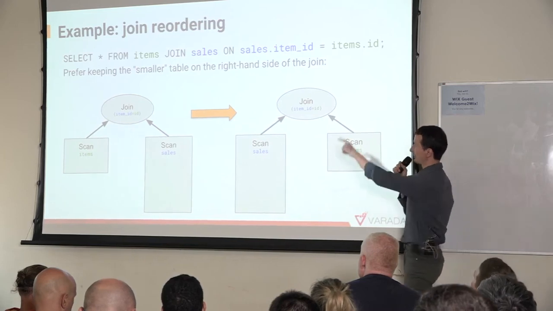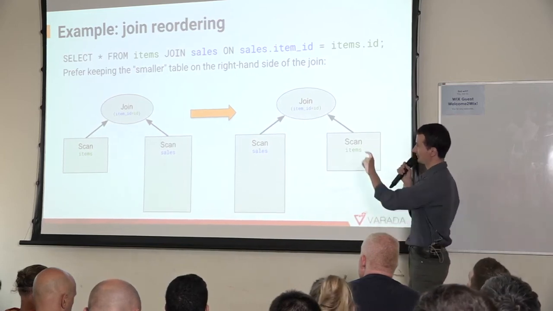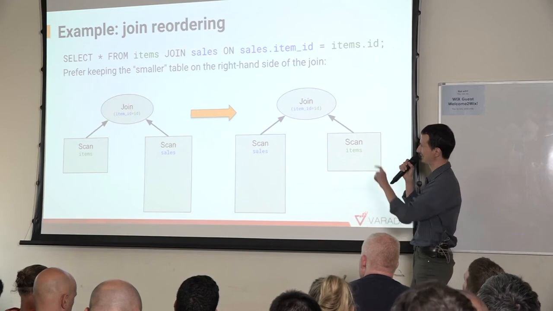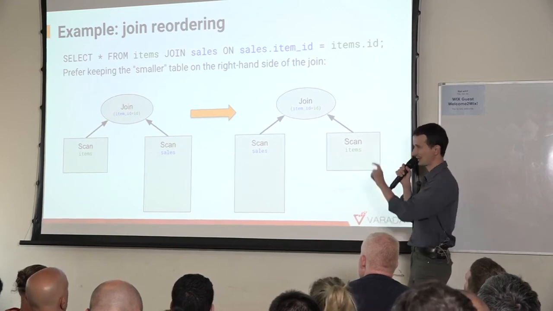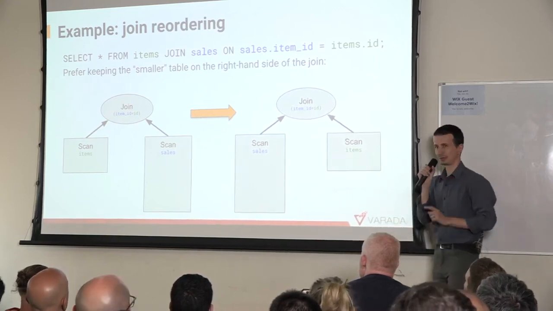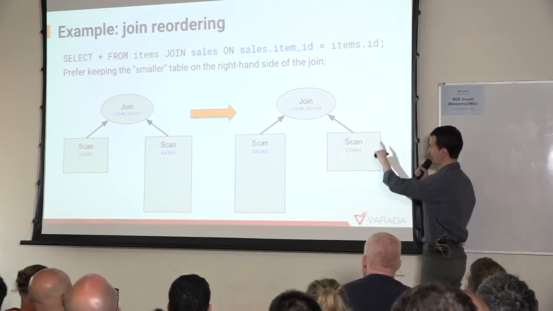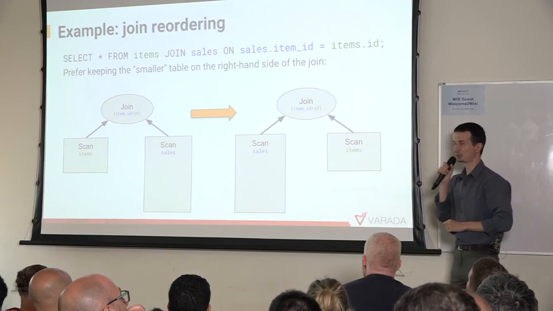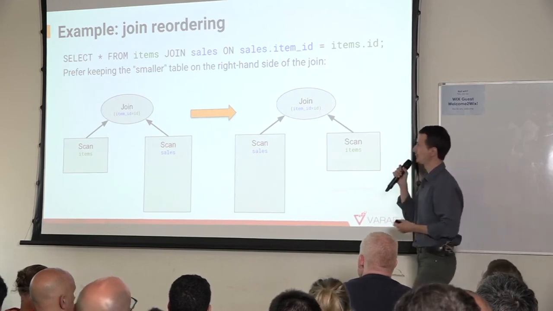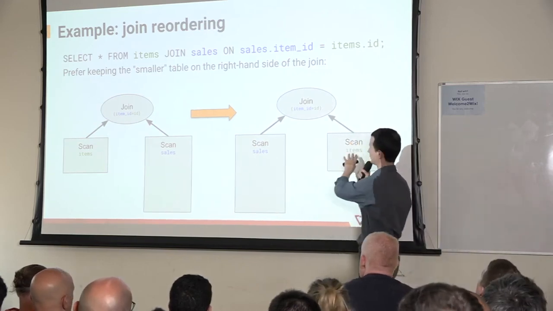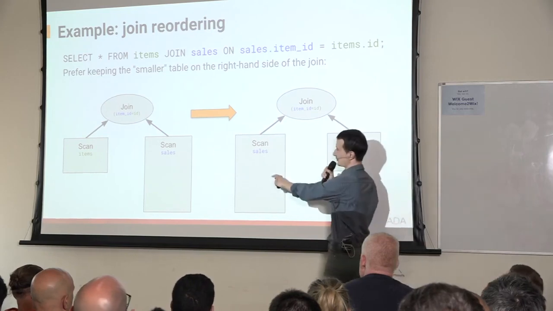Consider the following query where we're doing a join between a large table, the sales table, and a small table, which is the item table. You should remember that Presto reads the right-hand side table into memory before doing the join. So we would prefer to have the smaller table on the right-hand side and the larger table on the left-hand side.